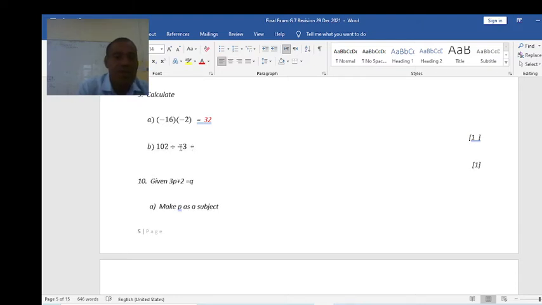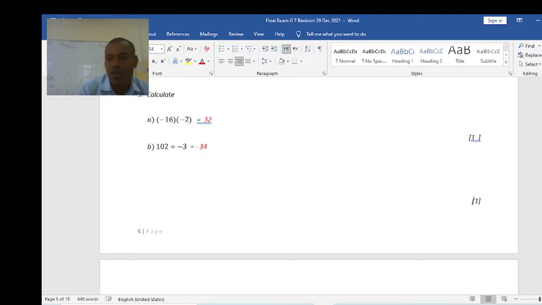So positive divided by negative is negative. Okay. Then 10 divided by 3 is 3. Then 3 by 3 is 9. 10 minus 9 is 1. Then I will use 12. 12 divided by 3 is 4. So the correct answer is 24. Clear?